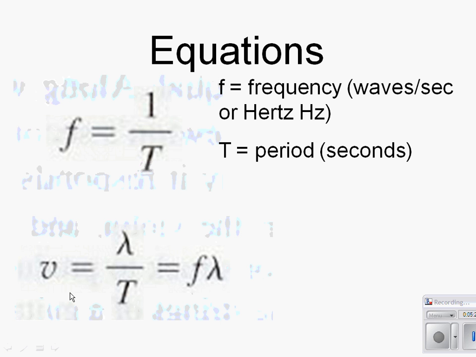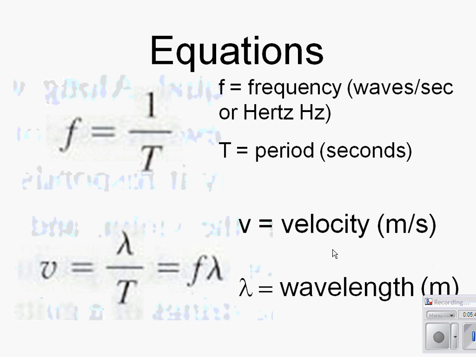And the second equation is velocity equals distance over time. The distance we're working with is one wavelength. The time we're working with is the time for that one wavelength. So that's distance over time, wavelength over period, which also can be rewritten as, instead of 1 over period like we have right here, we can plug in frequency. So the equation you'll see quite often is velocity equals frequency times wavelength. V is velocity in meters per second, wavelength is in meters.